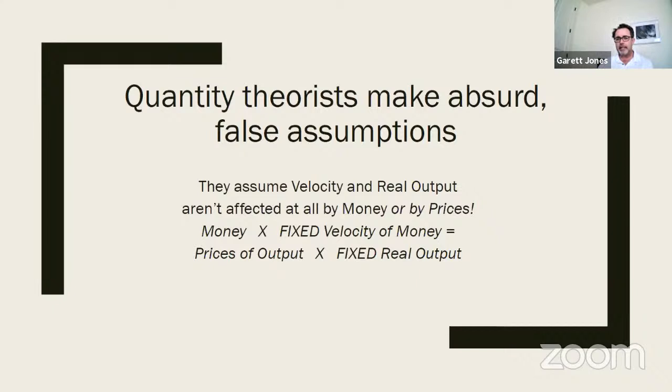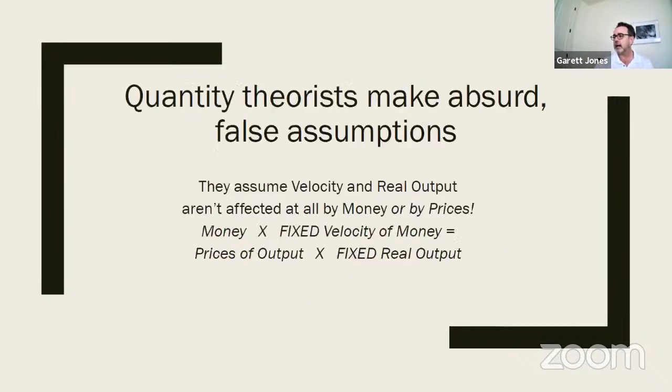But by the time they make these absurd false assumptions that there's a fixed velocity of money and a fixed amount of real output, that's exogenous to how much money people have and what the price level is, they've gone a long way toward just adding in one more ridiculous false assumption after another.